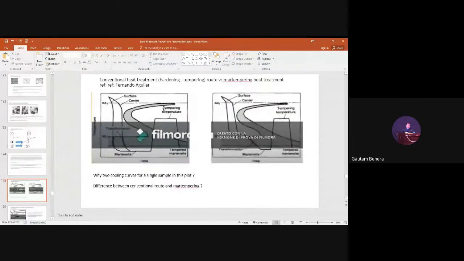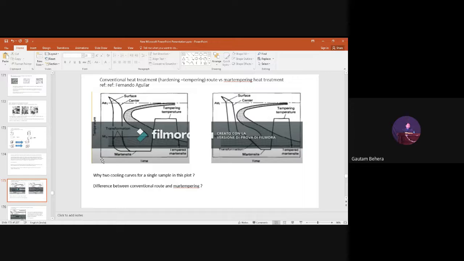Now we'll see the TTT diagram and the cooling curves. This is the TTT diagram we have, and these are the cooling curves. If you remember, this is the equilibrium transformation temperature, AE1. Above AE1, austenite is a stable phase. Below AE1, austenite is not stable. It will transform into some other phases, right?